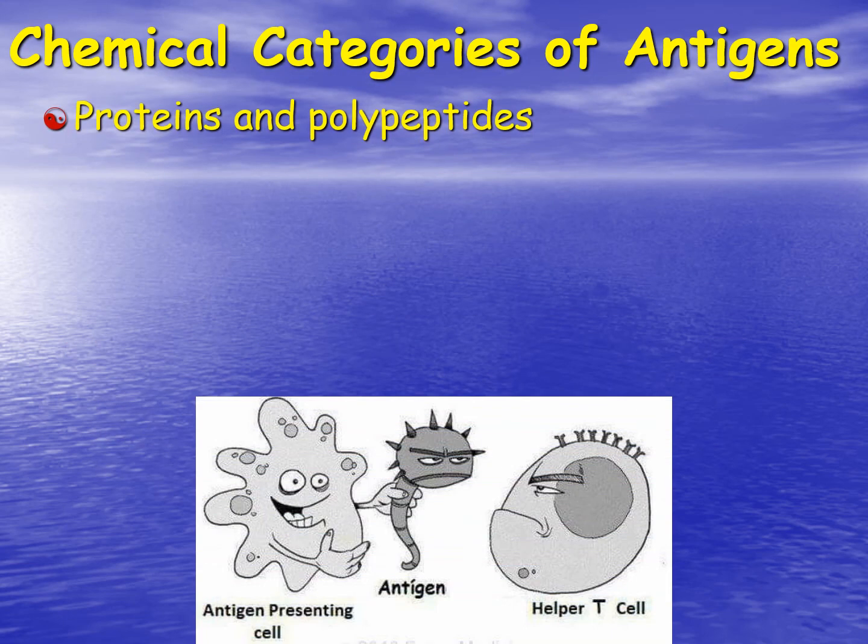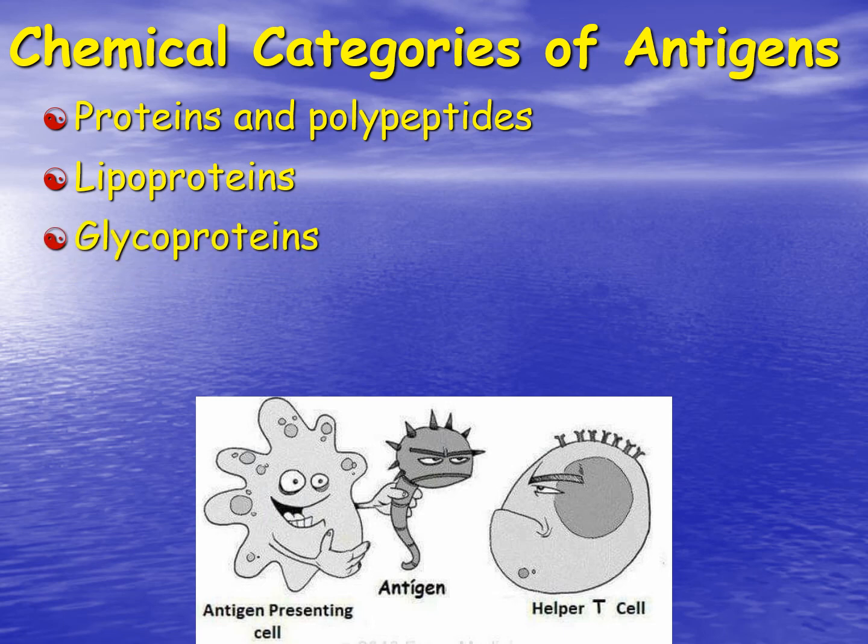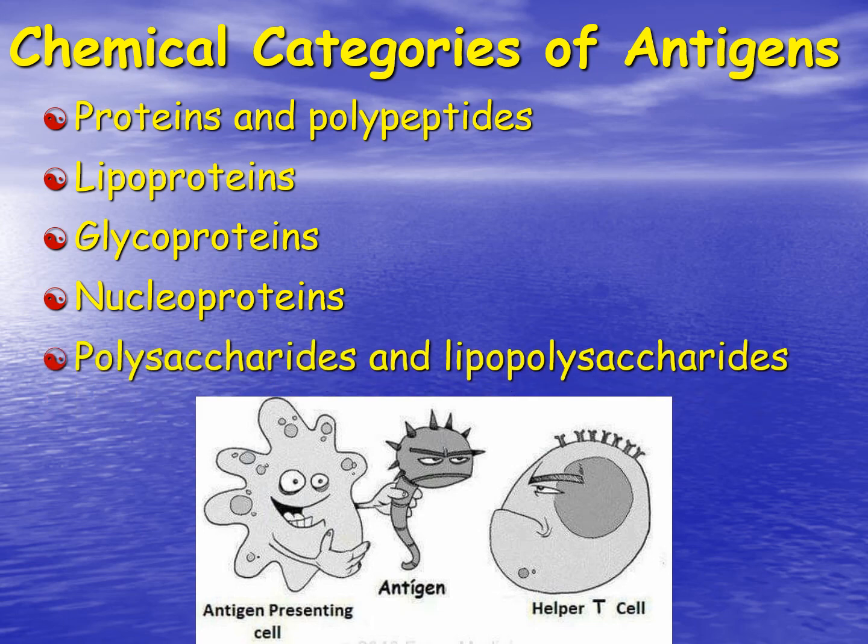So, proteins and polypeptides are one of the biggest groups of antigens. But lipoproteins or glycoproteins can also be antigenic. Even some nucleoproteins can be antigenic. And certainly polysaccharides or lipopolysaccharides, especially those found in gram-negative bacteria, could also be antigenic. And so I like this little cartoon because here's our antigen, whatever it is. The antigen presenting cell is going to take that antigen and present it to our general over here, the T helper cell.